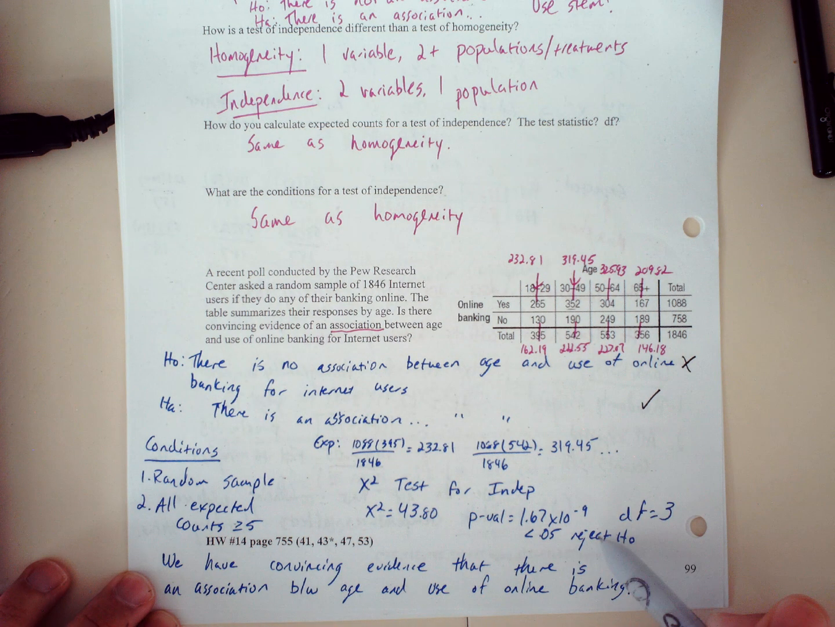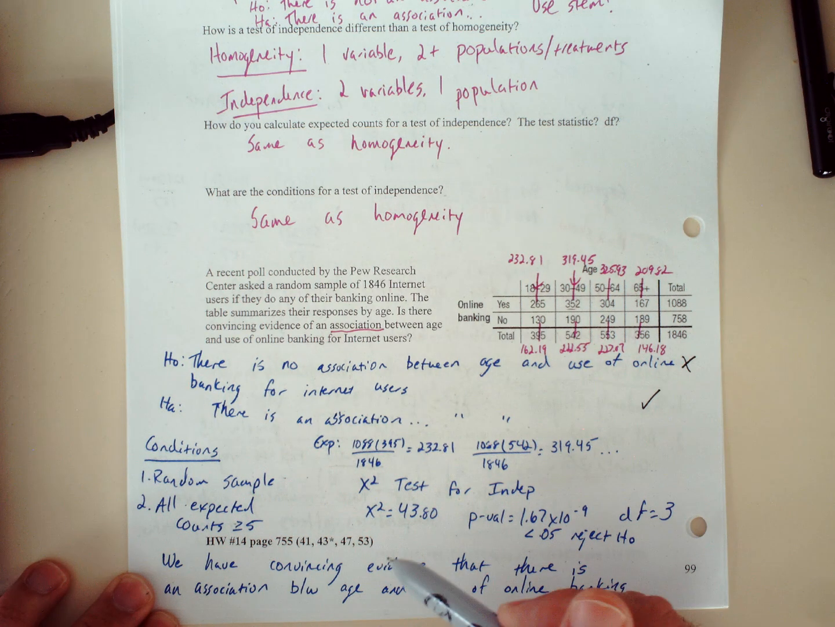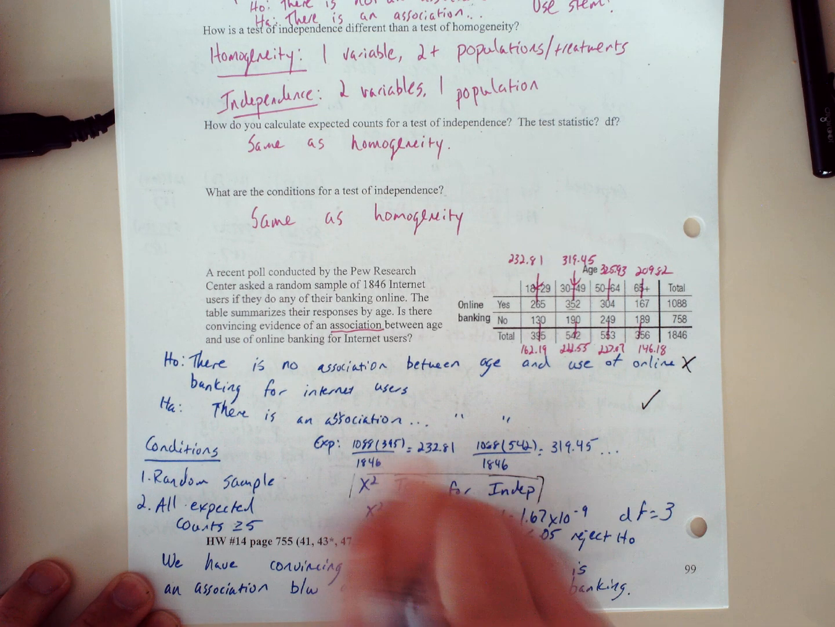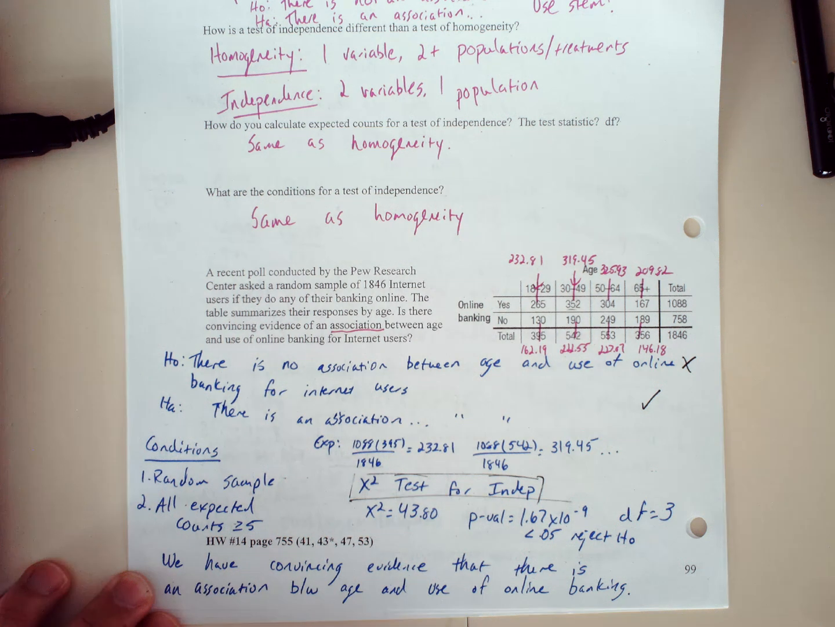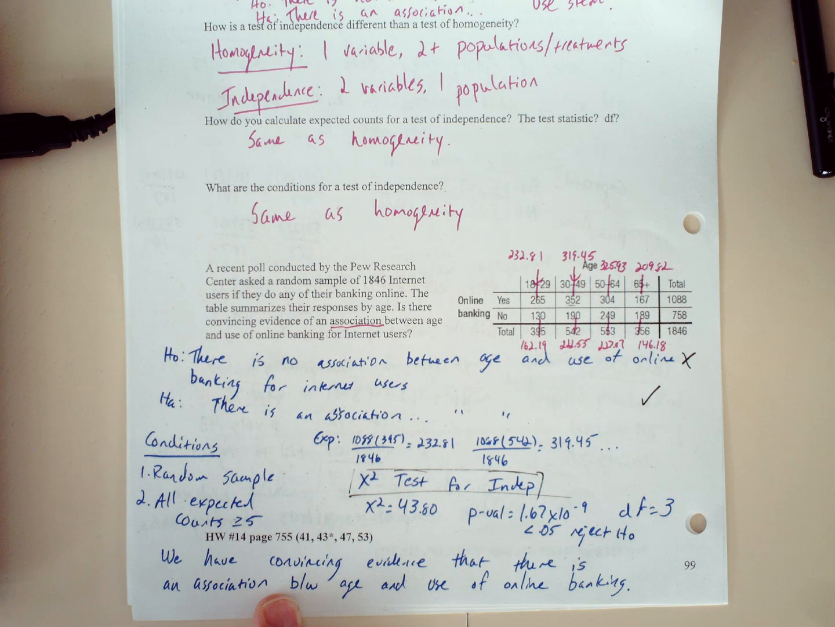P-value less than the significance level, rejecting null hypothesis in favor of alternative. Therefore, in this particular example, we would have convincing evidence that there is an association between age and the use of online banking. And again, we do this in the exact same way that we just did the last example. The only thing that's different is the name of the test. And in recent years, the AP exam has gotten more strict about knowing the difference between a chi-squared test for homogeneity and independence. That's all for chi-squared test for homogeneity and independence.